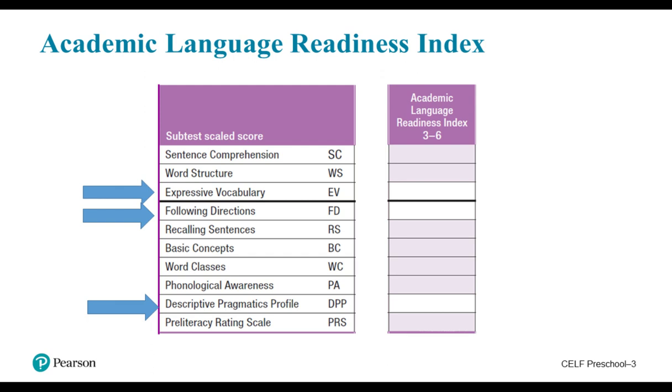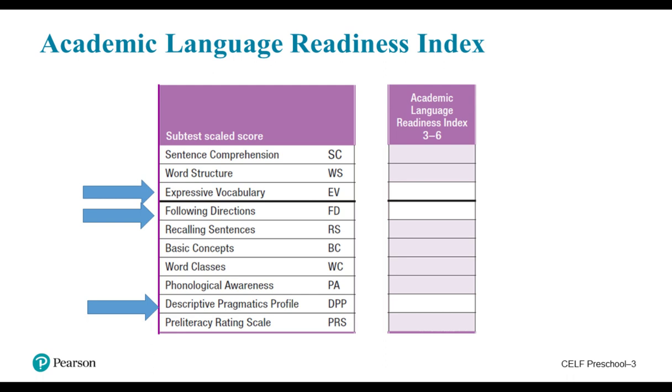The Academic Language Readiness Index is a composite score that can be obtained for children ages 3 to 6 and can be derived from the scores of the Expressive Vocabulary, Following Directions, and Descriptive Pragmatics profile subtests. This group of subtests captures semantic and pragmatic language abilities and provides a description of the language and socialization skills needed to meet the language demands of the classroom.